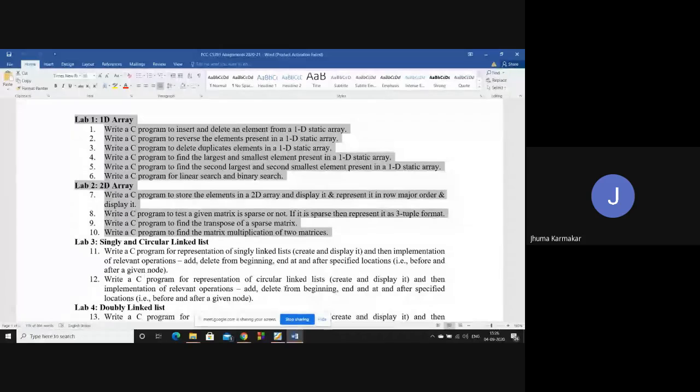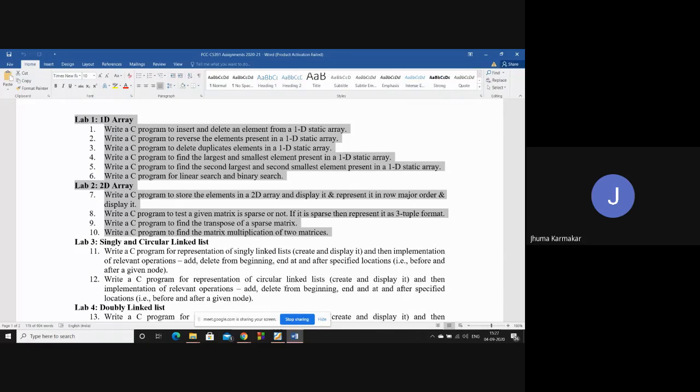How can we check whether it is sparse or not? Row into column by 2, that means 3 into 3 by 2, that means 9 by 2, almost equivalent to 4.5. So 3 is less than 4.5. What is the number of non-zero entries? 3. So 3 is less than 4.5, so it is a sparse matrix and you have to represent it in 3-tuple format. That means we have to represent the non-zero elements.